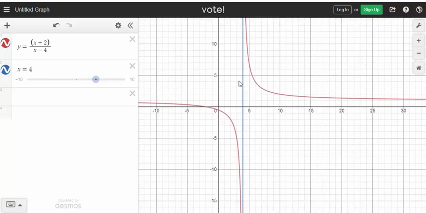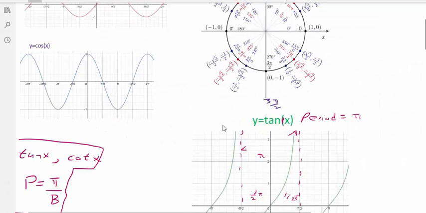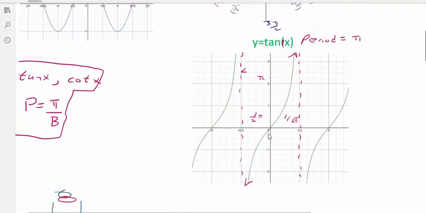But I can't go back and do college algebra over again. Just realize that when the numerator is 0, you get x-intercepts. When the denominator is 0, you get vertical asymptotes. That's exactly what's going on with the tangent function. You have x-intercepts. You also have vertical asymptotes.